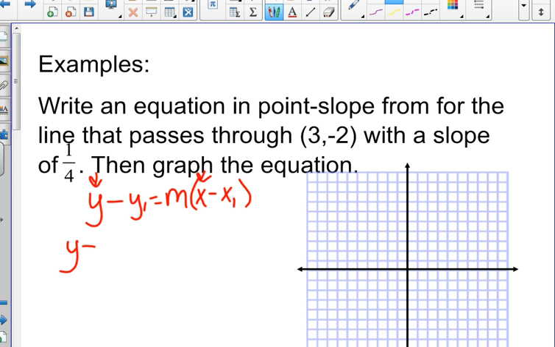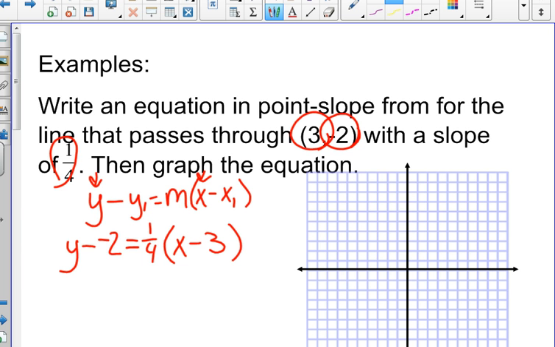Y minus y1. This is y1 because it's in the y position of our point. And -2 equals m, which stands for slope, remember. So this is our slope. So we're going to write 1/4 parentheses x, because remember those are the letters, minus whatever x1 is, which is 3. Minus 3. There is our equation. Now remember, we never keep two negatives together. So you're going to write the equation as y plus 2 equals 1/4 parentheses x minus 3.